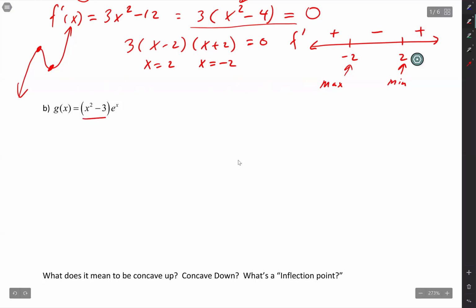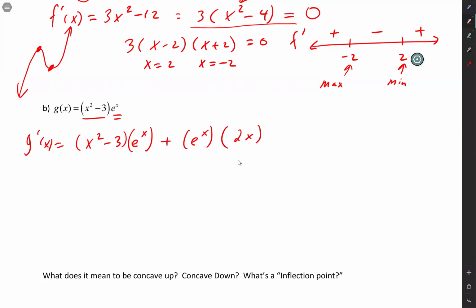All right, so here we go. What rule do I got to use to take the derivative of this? Product. So g prime of x equals first. I know some of you guys don't like this. Go ahead and do it your route with the e to the x times the derivative of the second plus the second times the derivative of the first. If you have it reversed, it's no big deal. You're going to get the same answer because there's a plus in the middle.